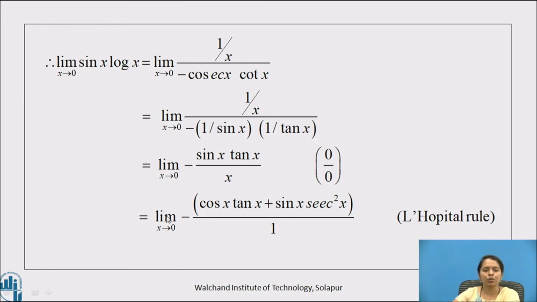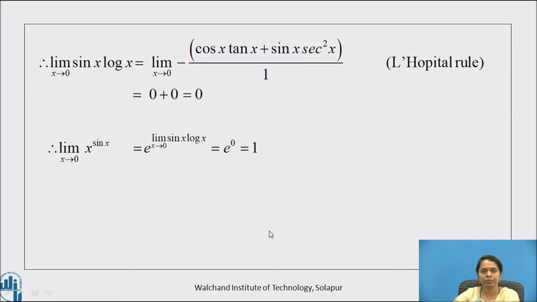That is equal to limit x tends to 0 minus of, again applying L'Hopital's rule because it is 0 by 0 indeterminate form. So, derivative of numerator, we have to apply u into v rule. Sin x derivative is cos x, tan x as it is, plus now derivative of tan x is sec square x and sin x as it is, whole divided by derivative of x is 1.